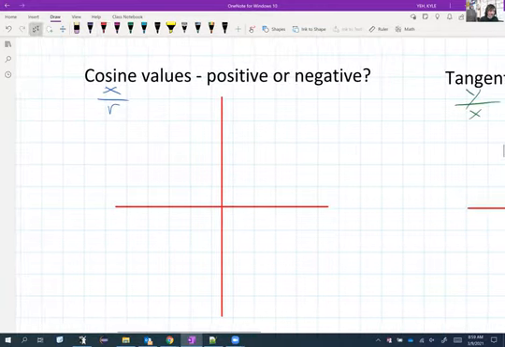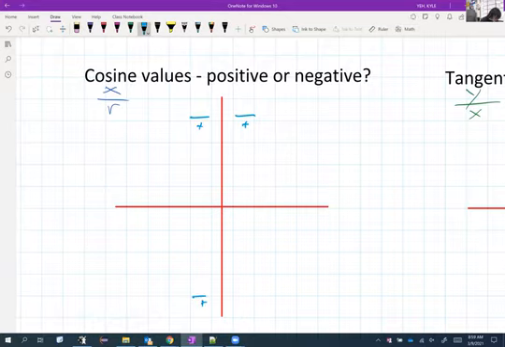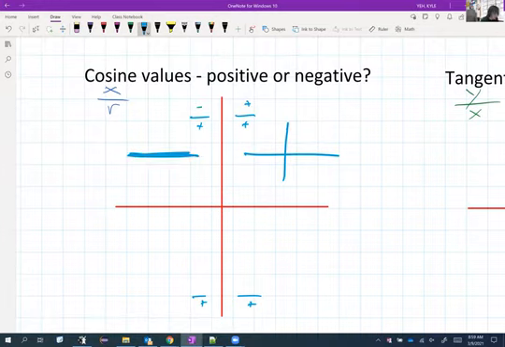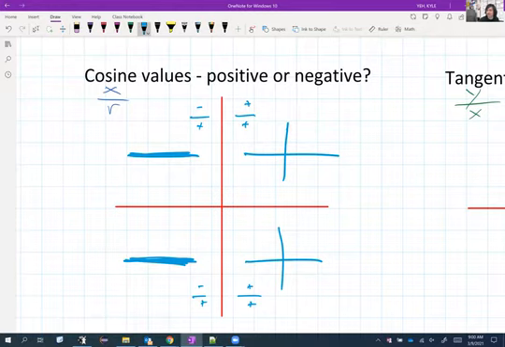Cosine. Cosines are related to x's. Again, r's are always positive, so I know I will be dividing by a positive every single time here. Cosines are the x's. Over in quadrant 1, the x's are positive, which means cosines must be positive there. In quadrant 2, we're going to the left. My x values are negative, and a negative divided by a positive is a negative. So any cosine value in quadrant 2 should be negative. Same in quadrant 3, my x's are negative. But in quadrant 4, I'm going to the right again. My x values are positive. A positive divided by a positive is a positive.